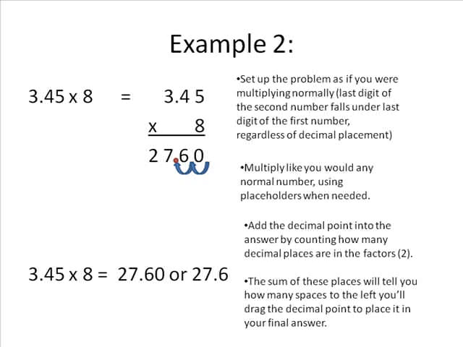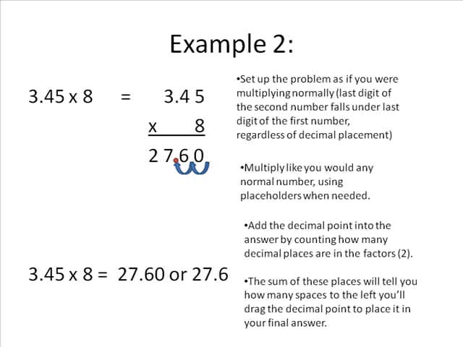My next example multiplies a decimal by a whole number, but you should still follow the very same steps that were explained before. First, I'm going to set up my problems as if I were multiplying regular whole numbers, where the last digit of my second number falls right underneath the last digit of my first number. I pay no attention to decimal placement whenever I line up my numbers. Next, I would multiply my numbers just like I would regular whole numbers.